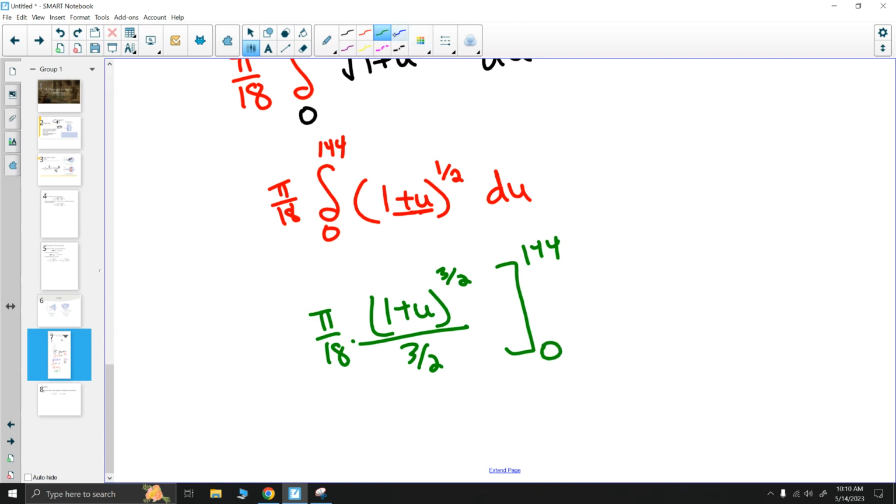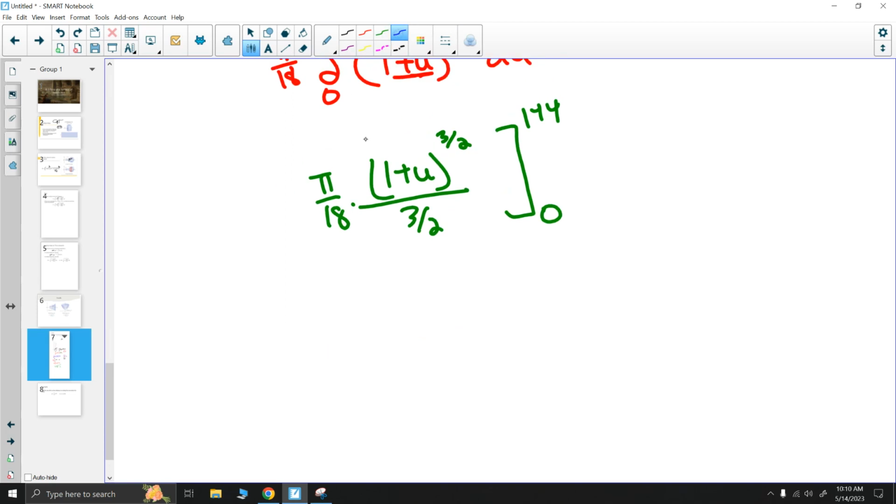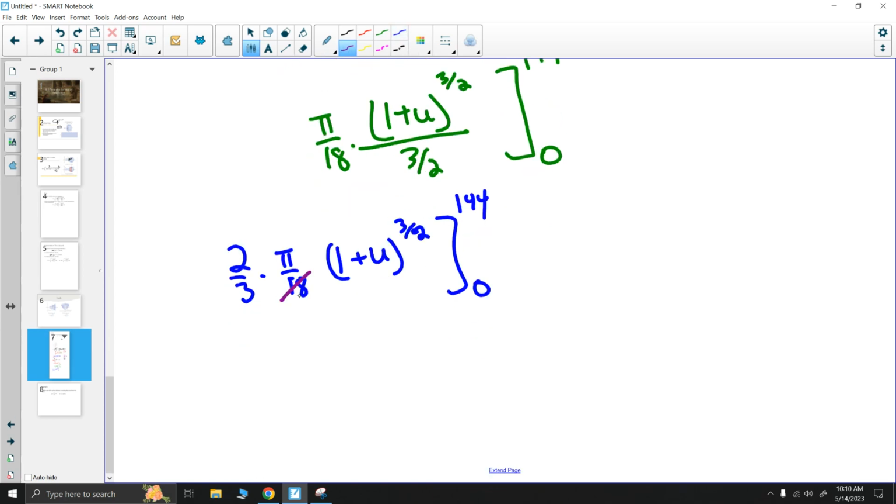All right, I'm going to clean this up a little bit. And again, because we changed our bounds of integration, we don't have to convert back from u into our x's. And like I said, sometimes I do that, sometimes I don't. It just depends on the problem. All right. So divided by 3/2 is like saying times 2/3. So we have 2/3 times pi over 18 times 1 plus u to the 3 over 2 from 144 to 0. Okay, so if we simplify this, this thing here becomes 9, this becomes 1.